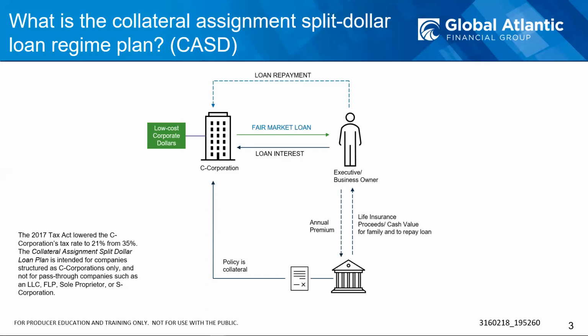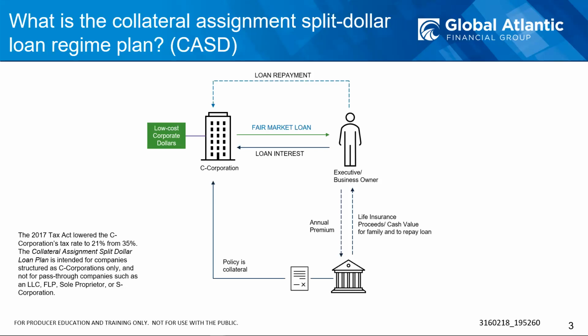What is collateral assignment split dollar loan regime? It's really a pretty simple concept when you think about it. This is some output here from our case design system, our design hub tool. It just shows a client how collateral assignment split dollar works. In its simplest context, an executive, a business owner, or an employee is getting a loan from the business. The IRS tells you what those minimum loan rates have to be.